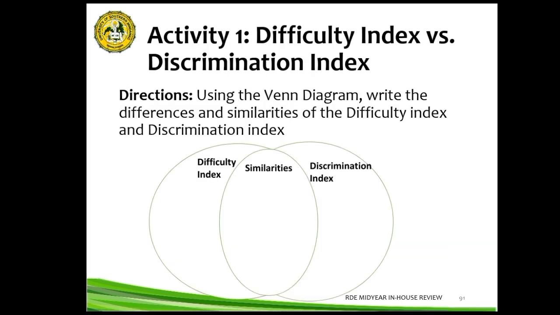For your activity, write the differences and similarities of the difficulty index and discrimination index. Write your answer in one half crosswise.